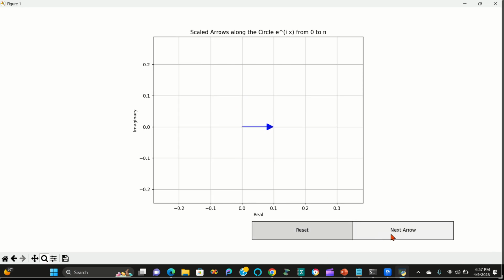So one more time, let me reset. Remember, it's the same direction. There are still 40 of them. They've just been made smaller because each one has been multiplied by d theta. Now you take these arrows and add them together, and that tells you the integral value.